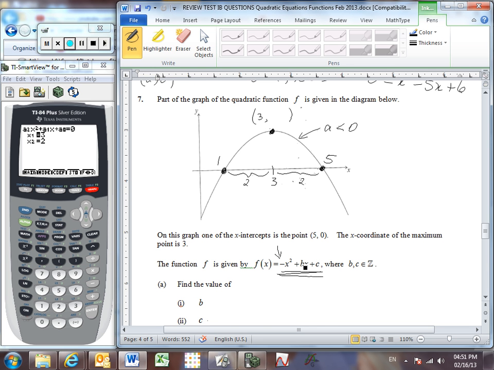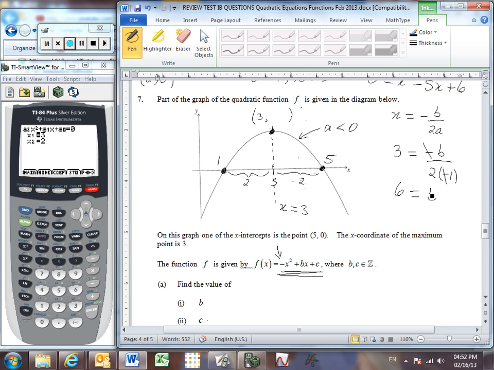So let's figure out first what the value of b is. We can see that the axis of symmetry goes right through the vertex, which means that x is equal to 3 is the axis of symmetry. And we know what to do with an axis of symmetry. We'll write down the equation from the formula booklet. And so the axis of symmetry is 3. Our b value is simply b, so we'll just keep it as a negative b. And our a value is negative 1. Our negatives cancel, multiply both sides by 2, and we'll find that b is equal to 6.